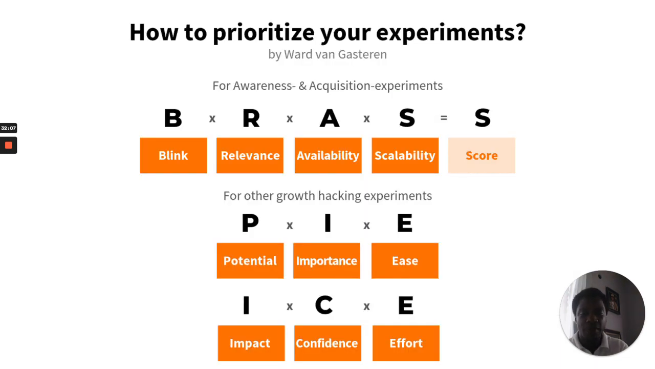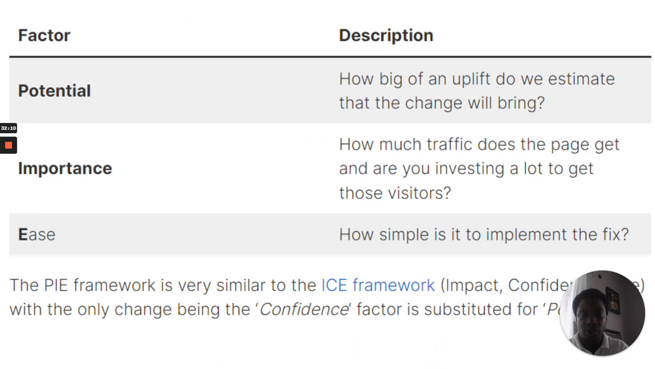And we also have the PIE framework. I'll just jump into that. The PIE framework is used for the other parts of the funnel. The potential here means how big of an uplift do we estimate that the change will bring? What's the potential for this? Do you think it's going to be big? How big is it going to be? And you rank that.